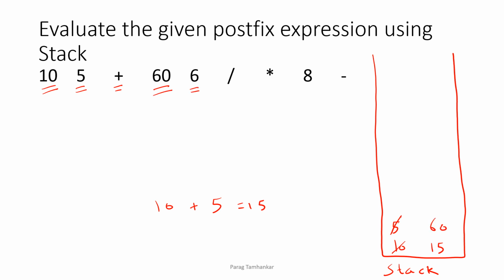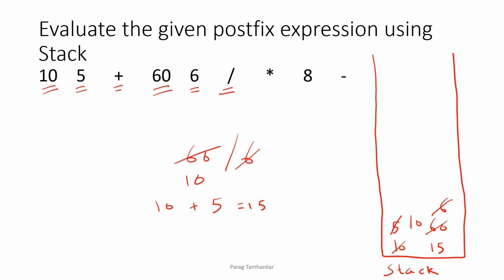Then I see 6, I'll push it onto the stack. When I see an operator, I'll pop two operands. Assuming that all these operators are binary operators, I'm popping two operands. So first I'm going to pop 6, then I'm going to pop 60, right, and then I'm going to perform the division, which happens to be 10, and then I'm going to push 10 onto the stack.